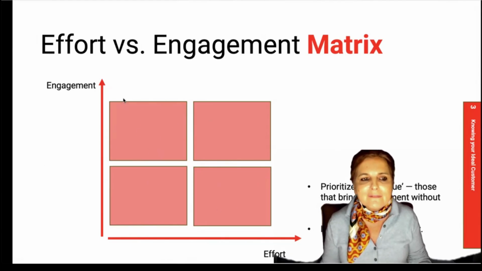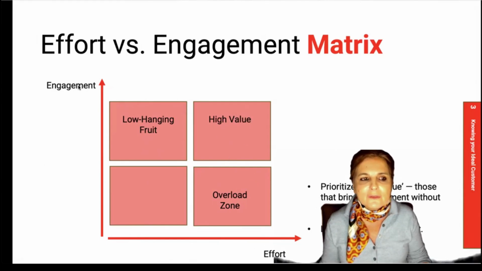Okay, that's the whole idea here. And as you can imagine, this is the winner here. This is, if you want to call it, low-hanging fruit. This is the overload zone. This is high value because lots of effort, but also lots of engagement. Right? And finally, keep monitoring here. So low effort, but also low engagement.